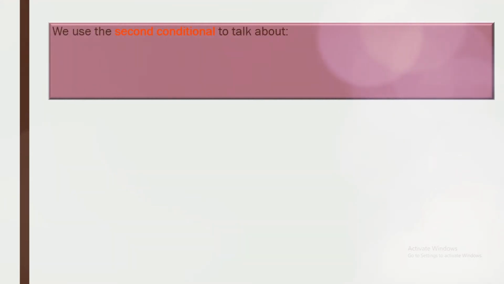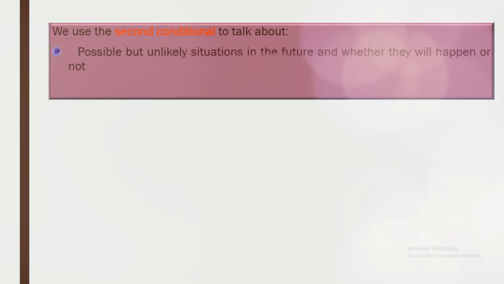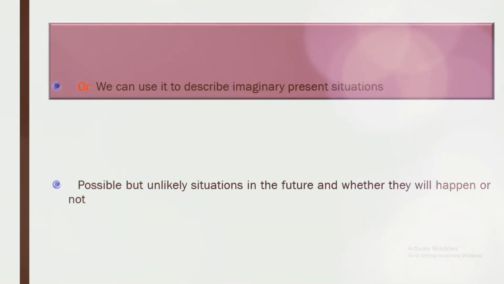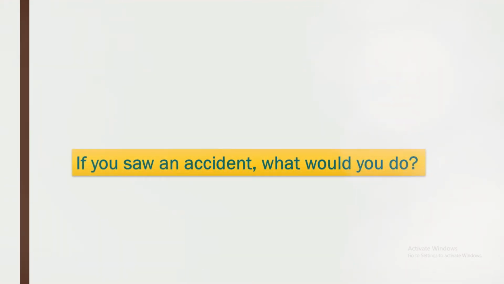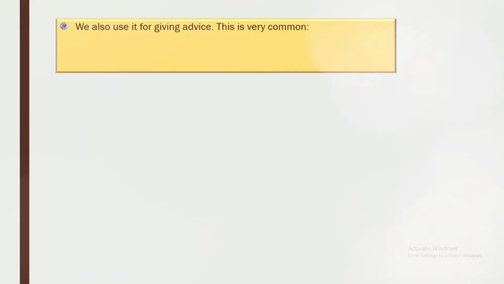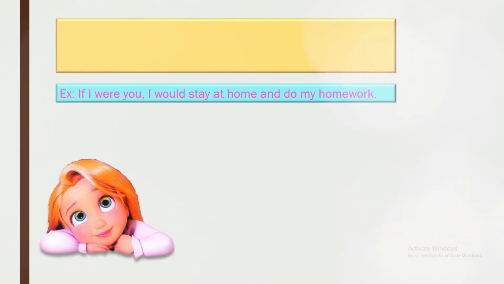So, we use the second conditional to talk about possible but unlikely situations in the future and whether they will happen or not. Or, we can use it to describe imaginary present situations. Imagine this one. If you saw an accident, what would you do? We also use it for giving advice. This is very common. If I were you, I would stay at home and do my homework.